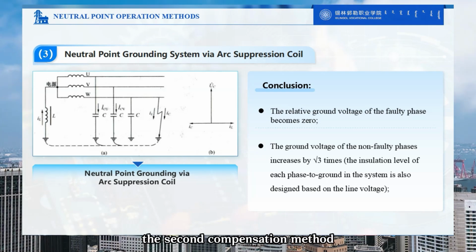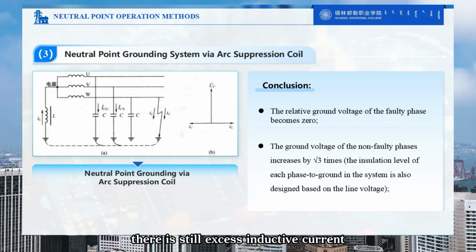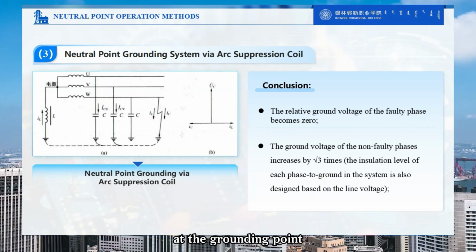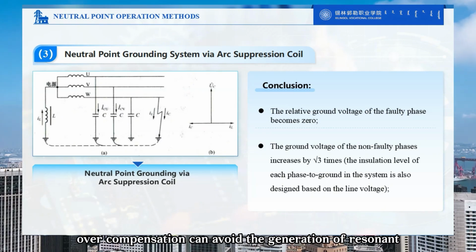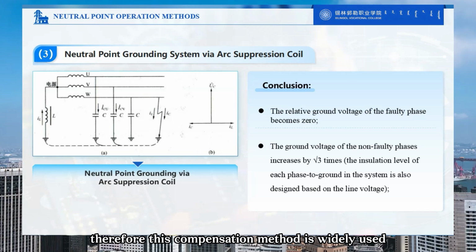The second compensation method, overcompensation, that is, capacitive current is less than the inductive current. There is still excess inductive current at the grounding point. Overcompensation can avoid the generation of resonant overvoltage. Therefore, this compensation method is widely used.